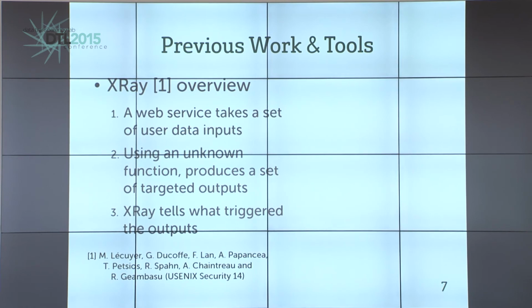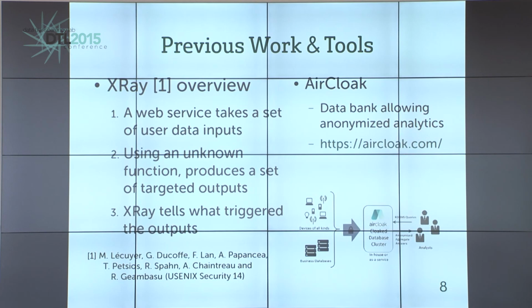We are using a dataset on Gmail from X-Ray. As a trusted third party, we are using AirCloak, which was also discussed here before. It's a data bank that allows anonymous analytics. Its security is ensured by hardware. Basically, once users securely push their data to AirCloak, no one can retrieve it back in a clear way. Only anonymized analytics are available.